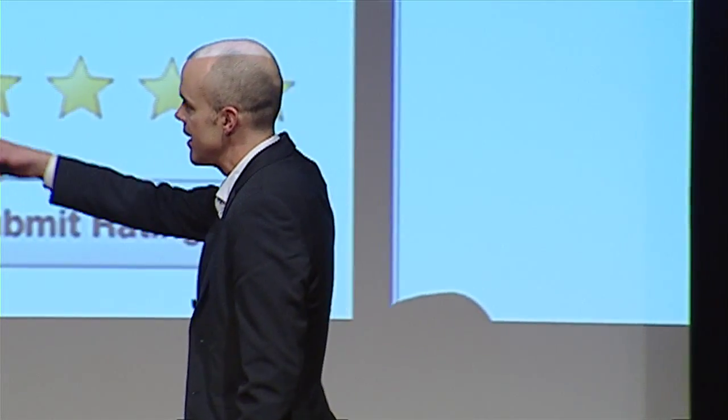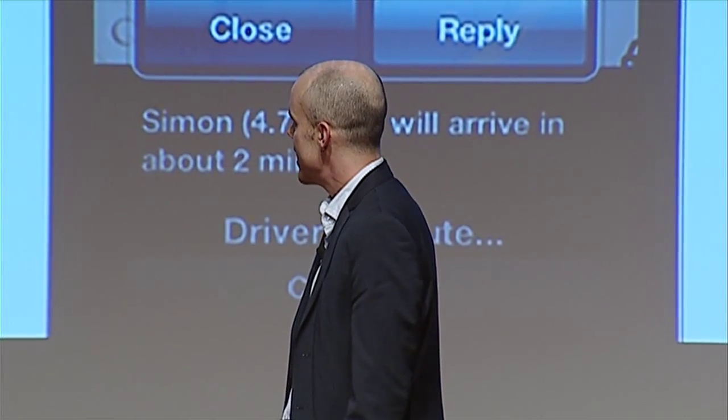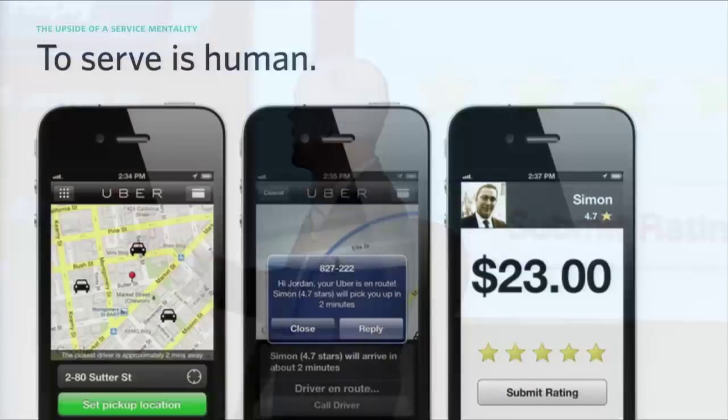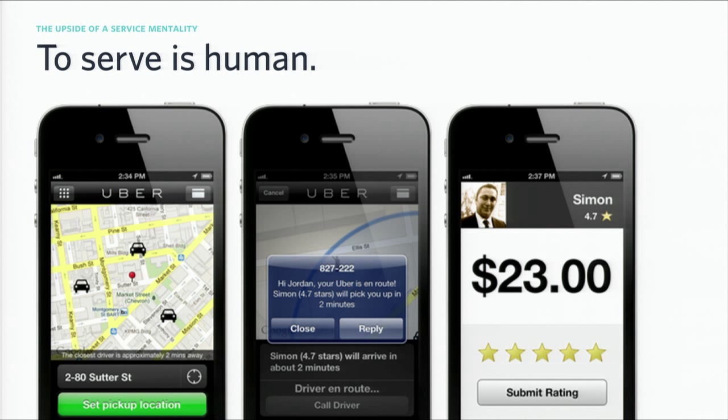So, first screen. Let's say you're in a situation where you need a taxi, you need a cab, you need a town car. You open up the app, it shows you a red dot where you are and where some cars are who can come pick you up, right? Here's where it gets really interesting. You set your pickup location, and then a driver responds and says, hey, I'll pick that person up. A message is sent to you, and look, it says, "Hi, Jordan, your Uber is en route. Simon is coming to pick you up."